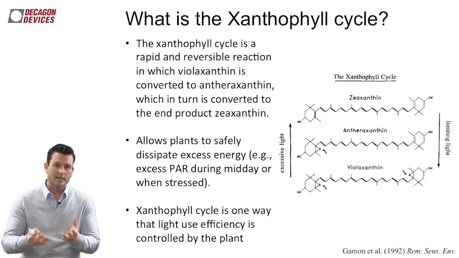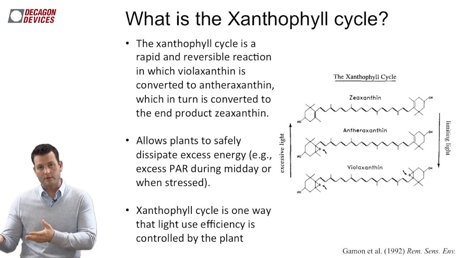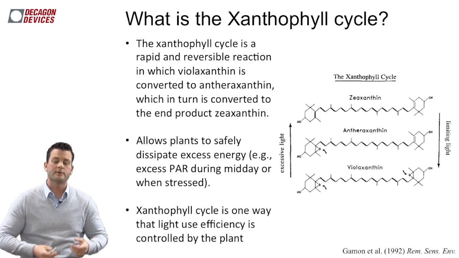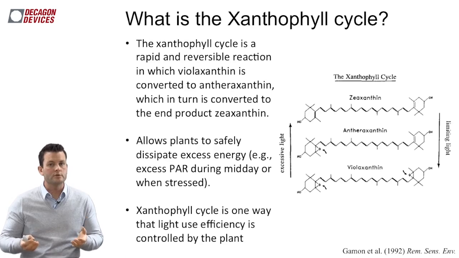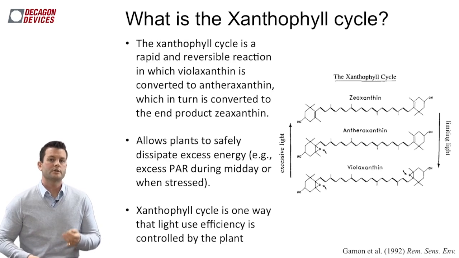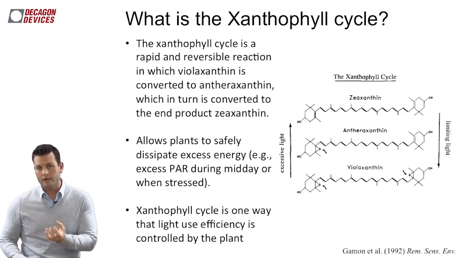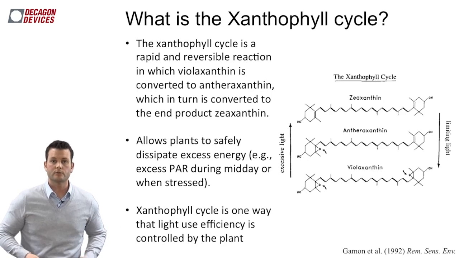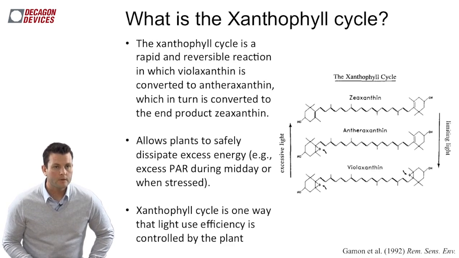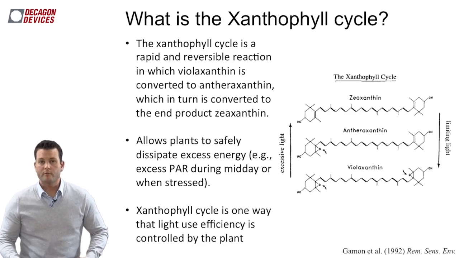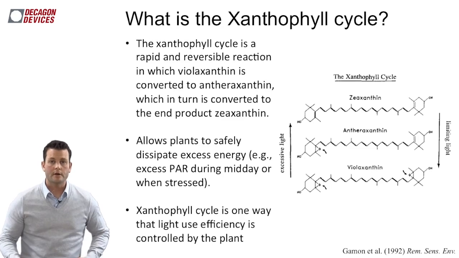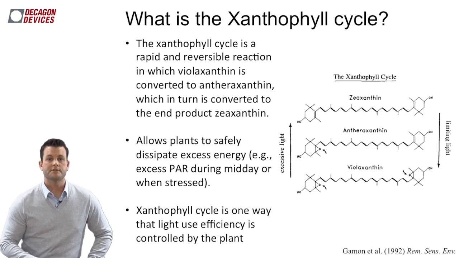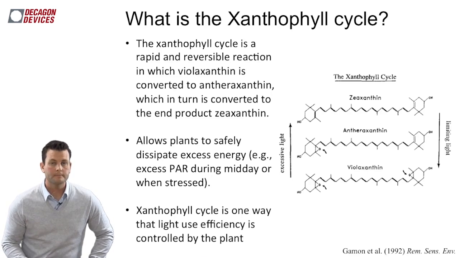And so you can imagine as that light is being absorbed, if it's not going to photosynthesis and instead it's going to the xanthophyll cycle, that's going to reduce the light use efficiency, because more of that light is not going to drive carbon uptake, it's going to this heat dissipation process through the xanthophyll cycle. So the xanthophyll cycle is one way for plants to actively change their light use efficiency and deal with stressful environments.